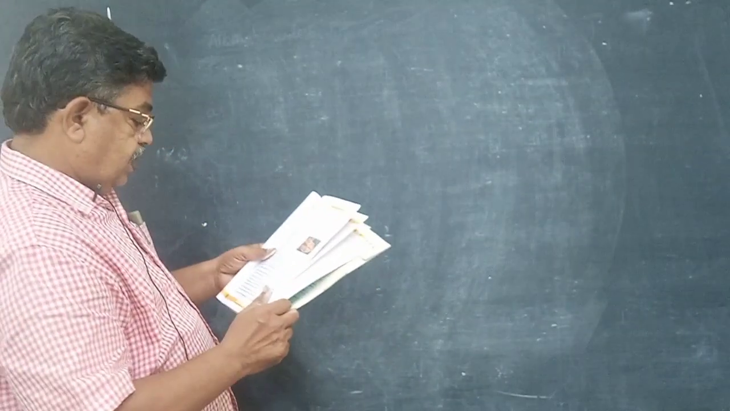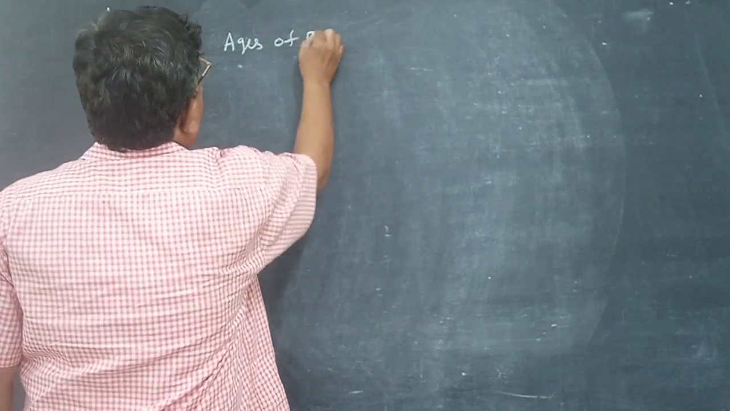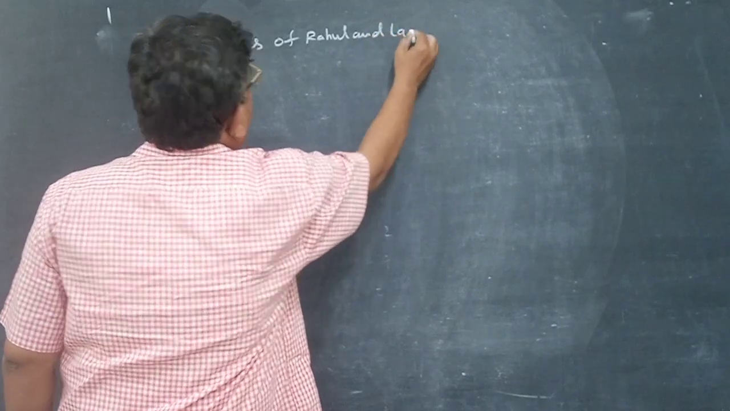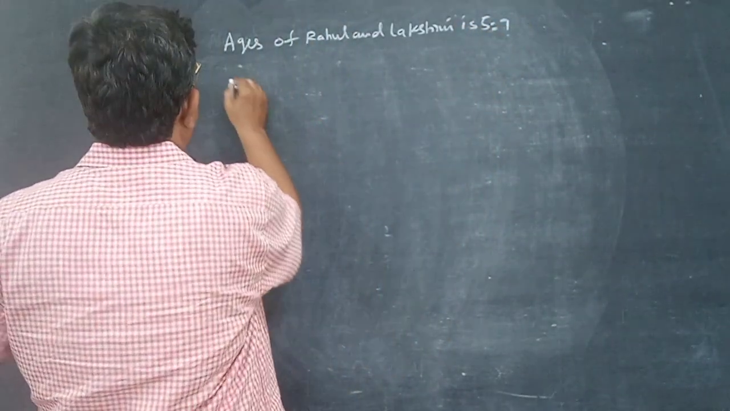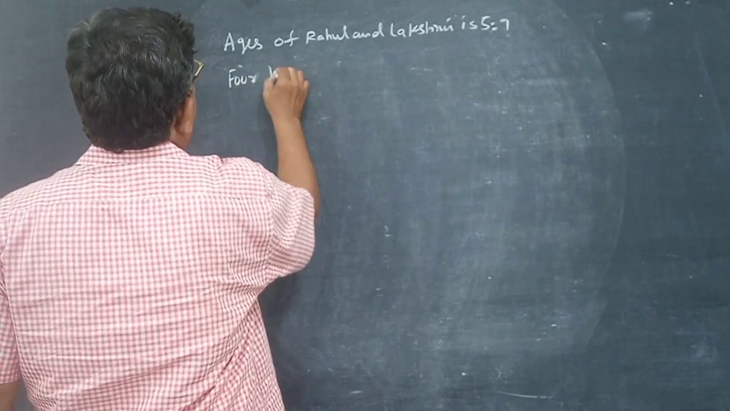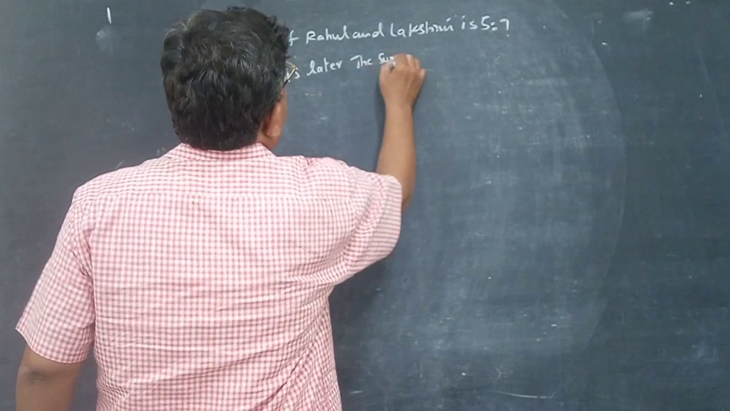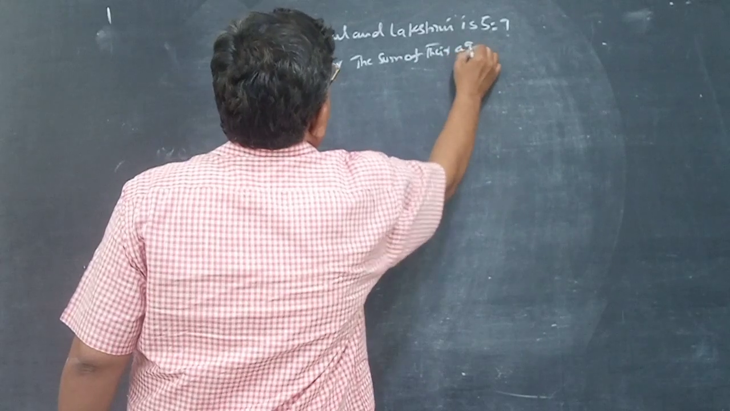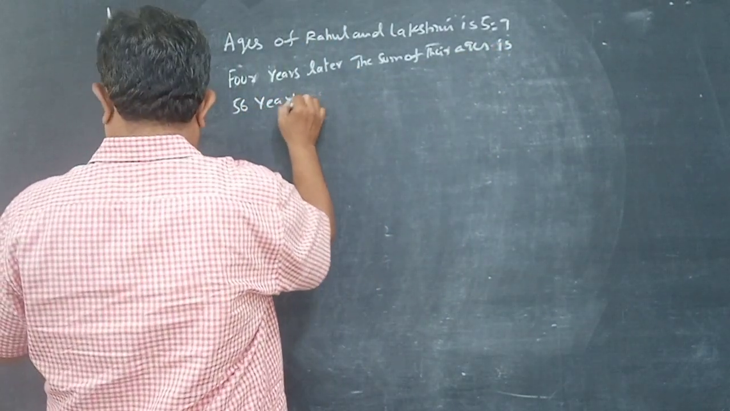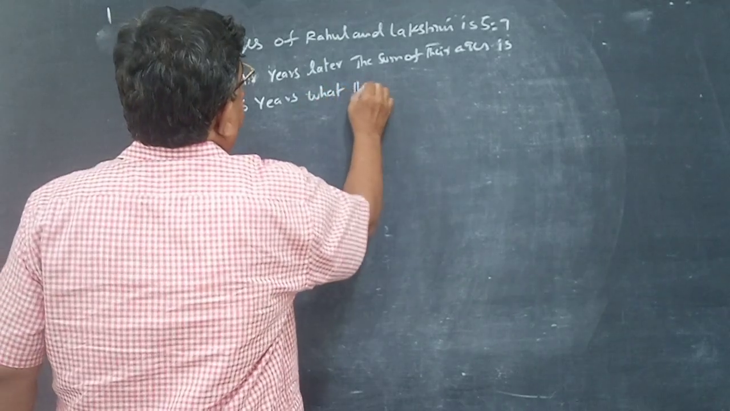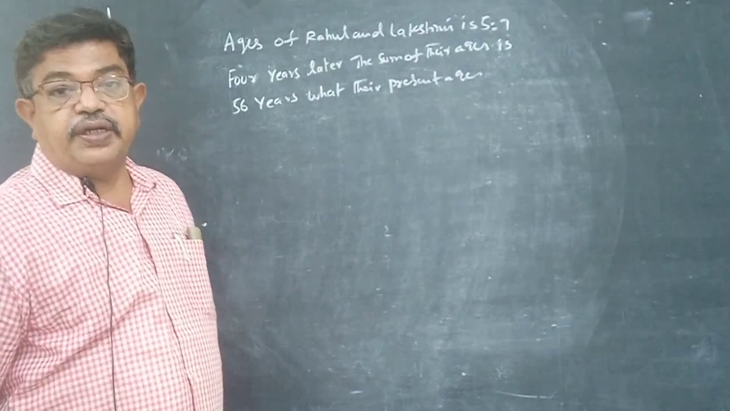Next, the ages of Rahul and Lakshmi are in the ratio of 5:7. 4 years later, the sum of their ages is equal to 56 years. What are their present ages?